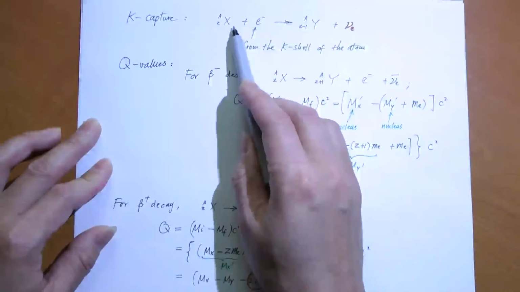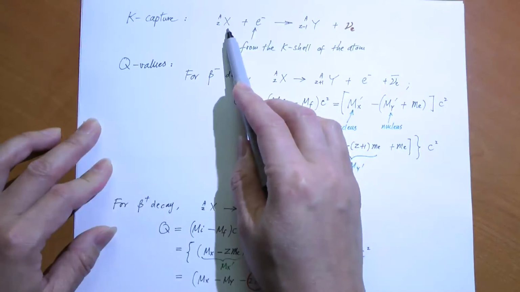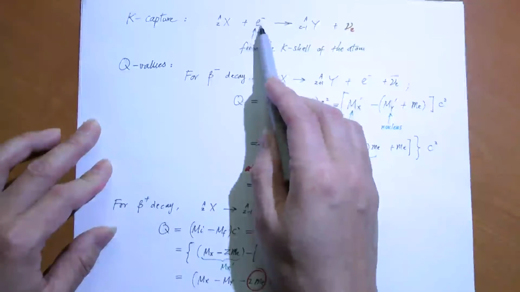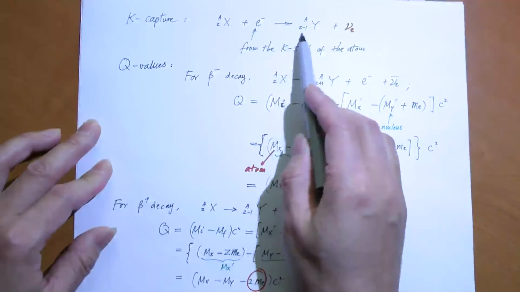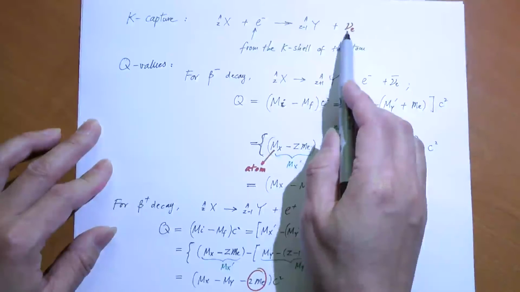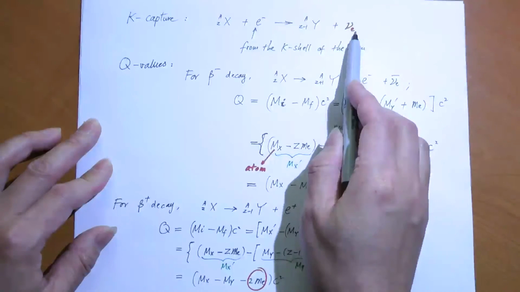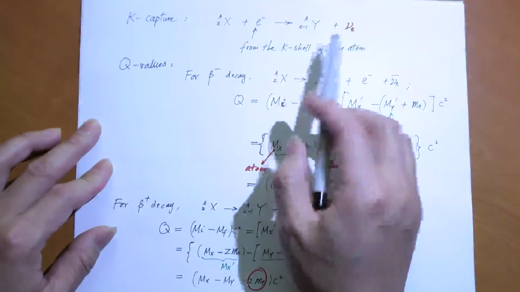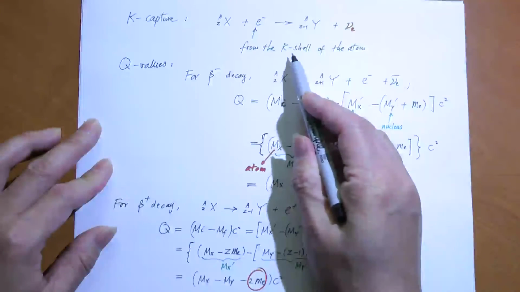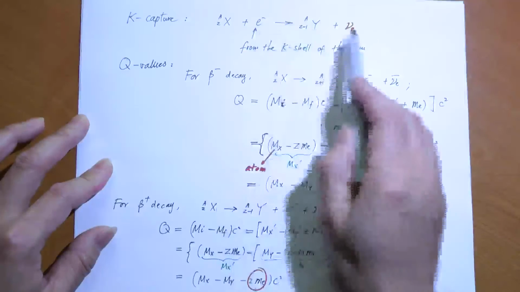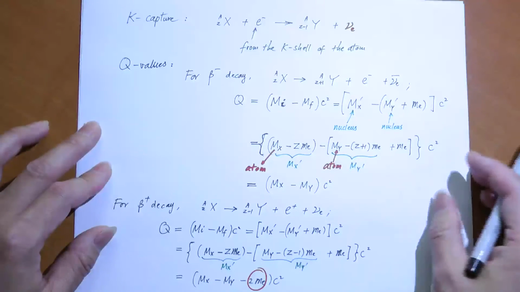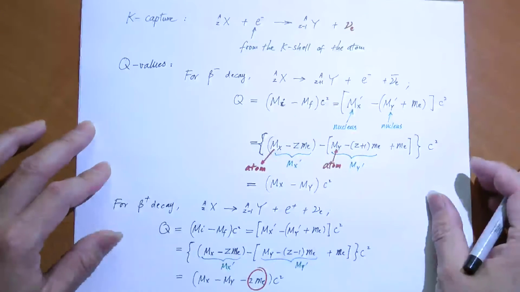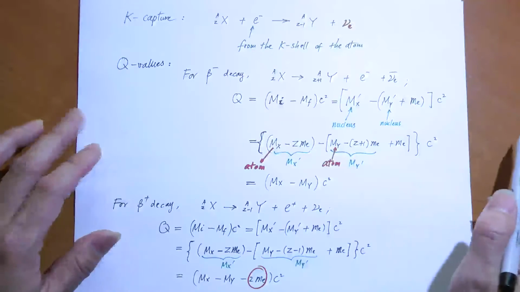It gets captured by this nucleus, which then changes from Z to Z minus 1, right? Because it absorbs an actual electron. Okay? And it produces an electron neutrino because you have to balance the lepton numbers. Positive one here and positive one here. Okay, that's called K capture. That sometimes can happen.